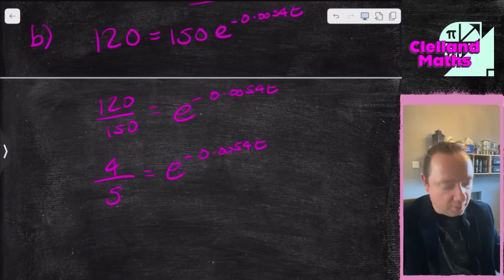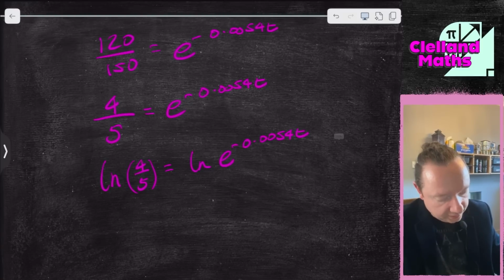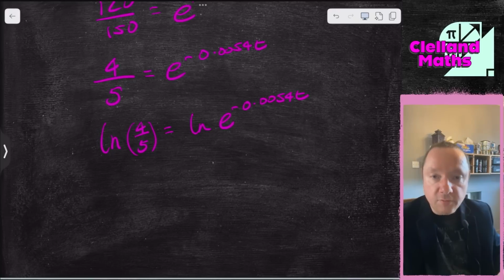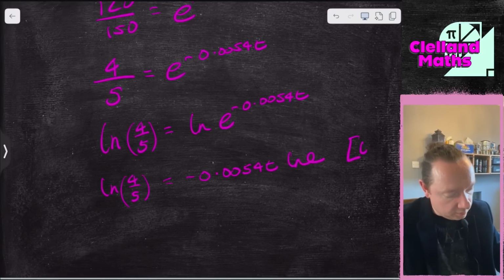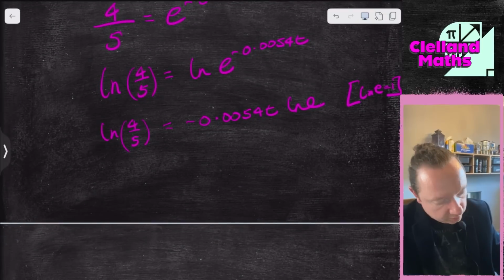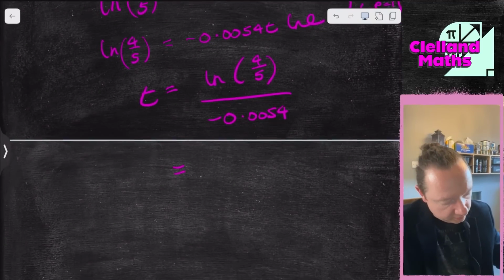Take the log of both sides now, because I've got my t in the power position. So ln 4/5 equals ln e to the minus 0.0054 t. That means I can take my 0.0054 t to the front. So ln 4/5 equals minus 0.0054 t ln e. But ln e, remember, log e is 1. So that means I can work out my t is just ln of 4/5 all divided by minus 0.0054.